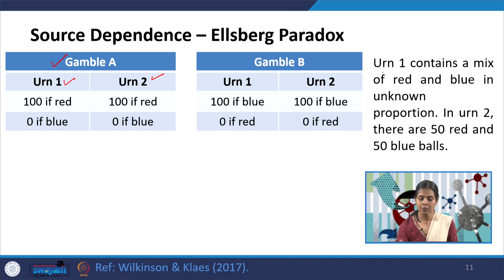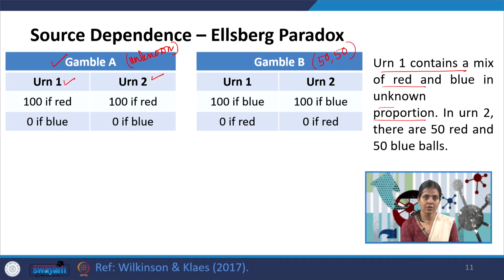Now, urn 1 contains a mix of red and blue balls in unknown proportions. In urn 2, there are 50 red and 50 blue balls. So, here the difference is that we do not know the proportions of blue and red balls. Here we know that there are 50 blue and 50 red balls.